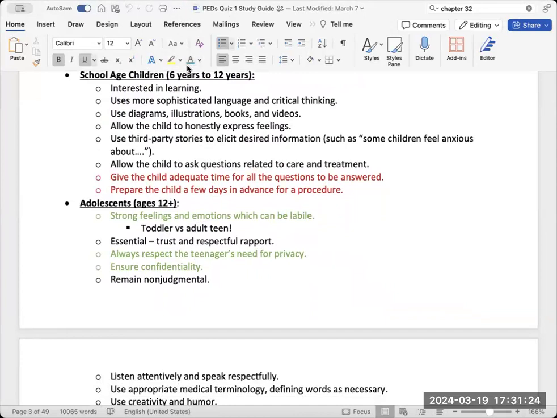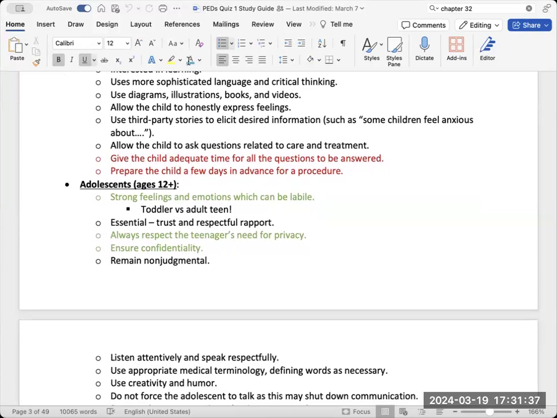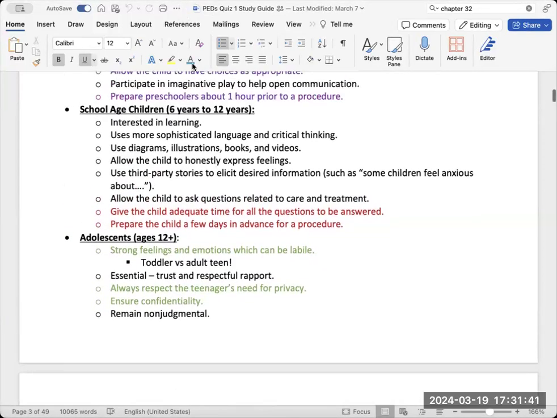You could use third-party stories to also get information like, oh, sometimes children feel anxious about getting this procedure, and things like that will help. Ask the child questions. Give them also adequate time for all questions to be answered.